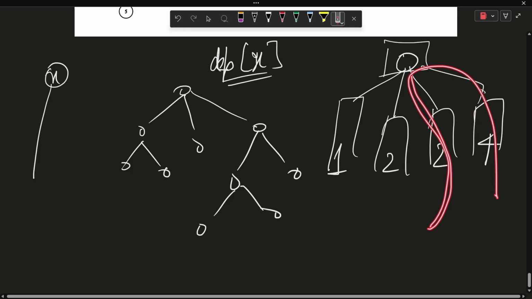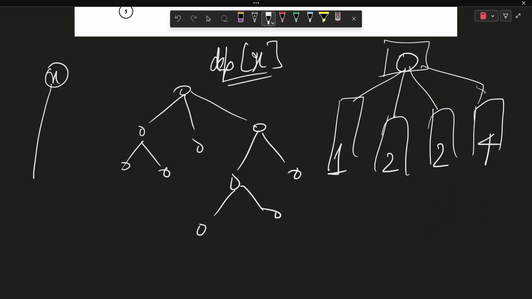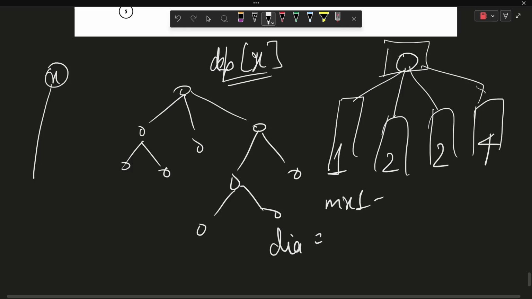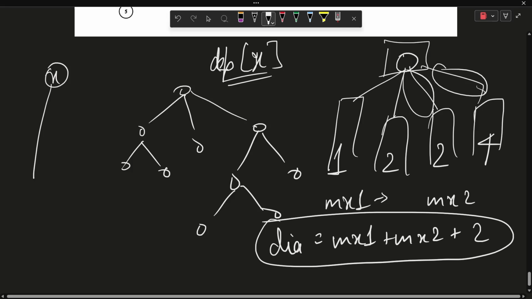In this path, I would get the edges in this child, plus one, and then plus one, and then 4 here. So actually, my diameter is going to be, if among all children mx1 is the maximum depth and mx2 is the second maximum depth, then the diameter is mx1 plus mx2 plus these two edges, so plus 2. So that's what our diameter is.